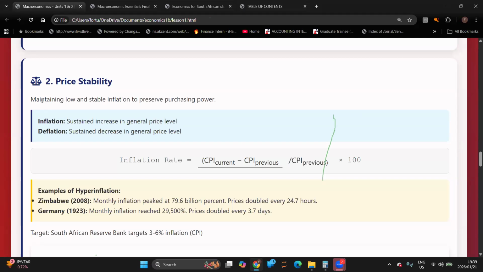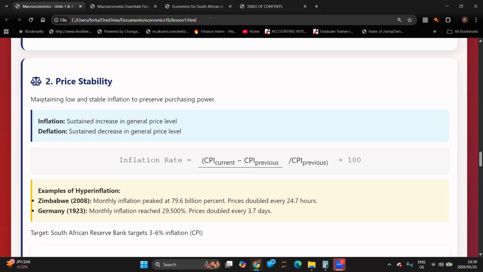So it becomes important because it has an influence on all of the economic objectives. If you are to look at economic growth, it is affected by price stability. If you are to look at full employment, it is also affected by price stability. Distribution of income itself, it is affected by price stability.